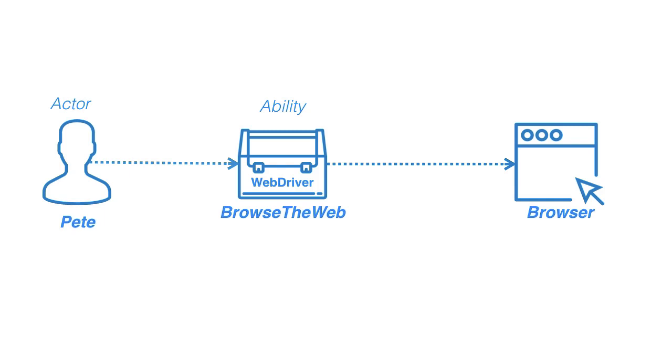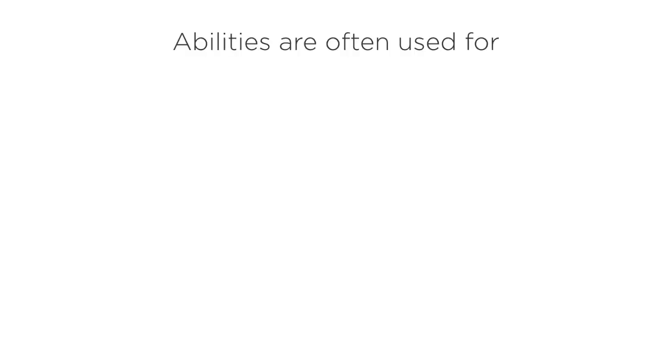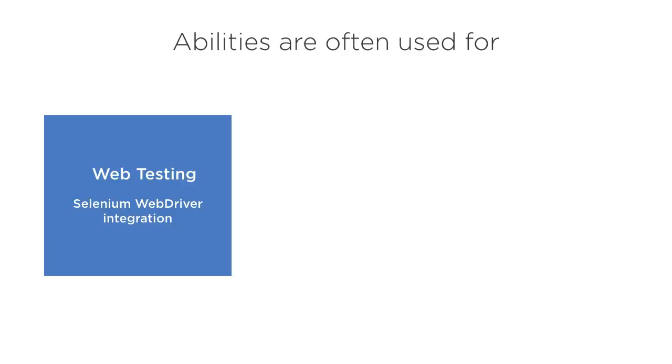Everything we need to access a browser is stuck into that toolbox. And the browse the web ability gives Pete his own browser, but it's isolated and configurable and reusable inside this toolbox called browse the web. So as we've seen, abilities are quite commonly used for web testing. It's a very powerful pattern for testing web applications, but that's not the only one.